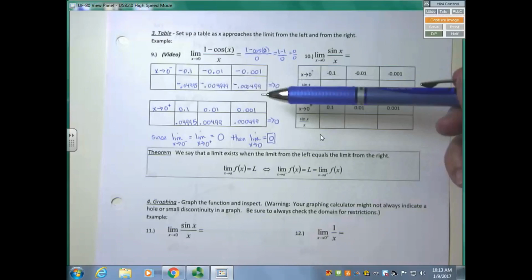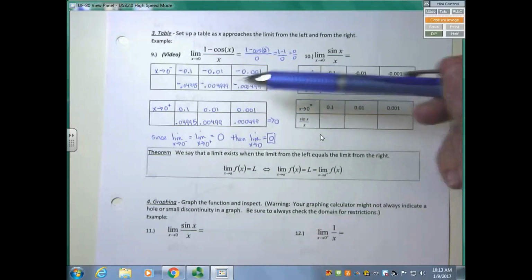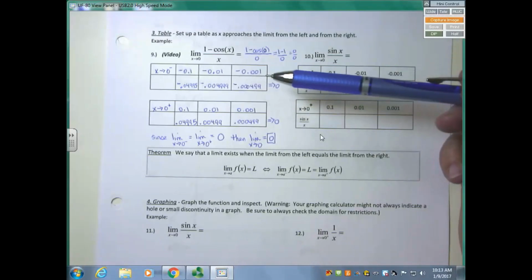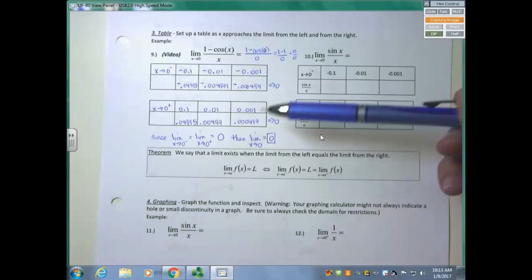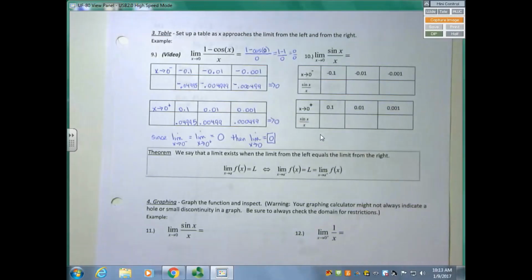So he did this one, and on the left side, as he got closer and closer to 0, he got numbers closer to 0. And on the right-hand side, same thing. He plugged in numbers getting close to 0 from the right-hand side and got close to 0 as well. All right, so we're going to do the same thing with number 10.